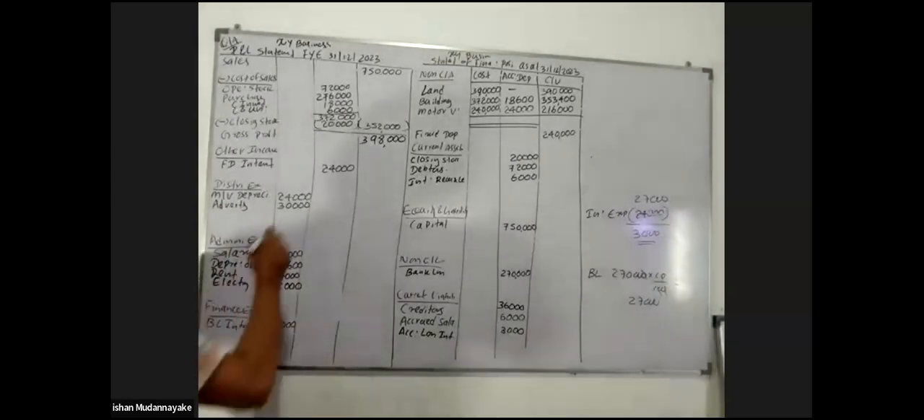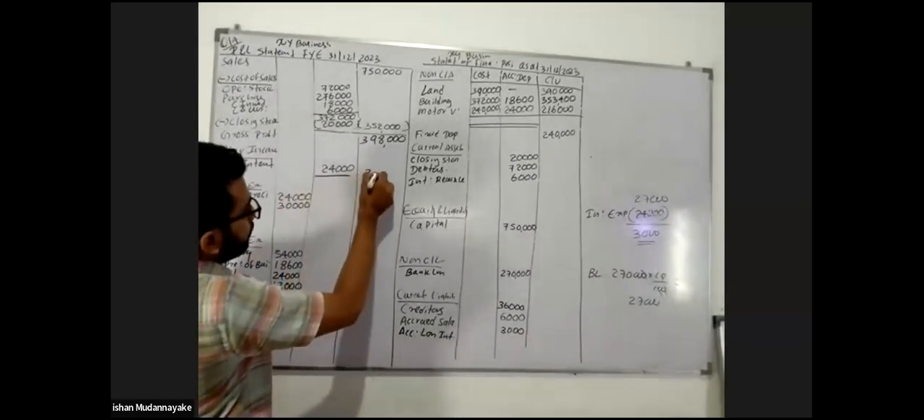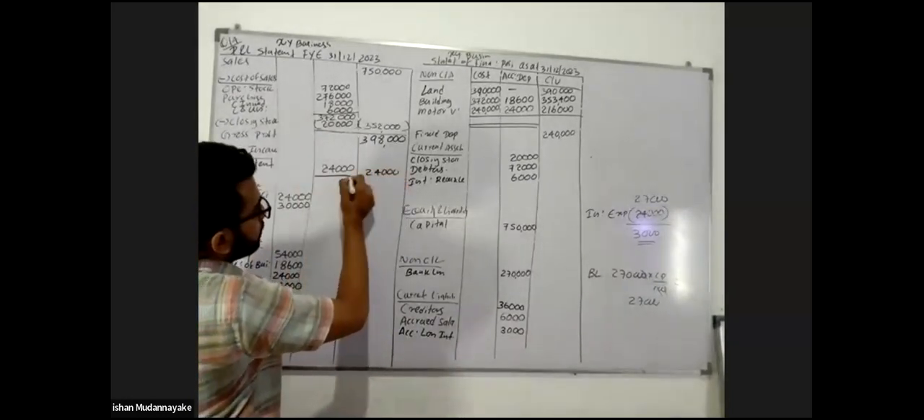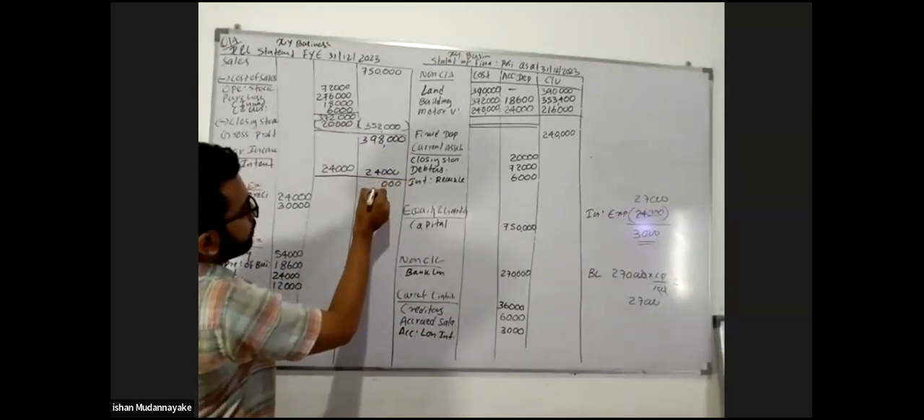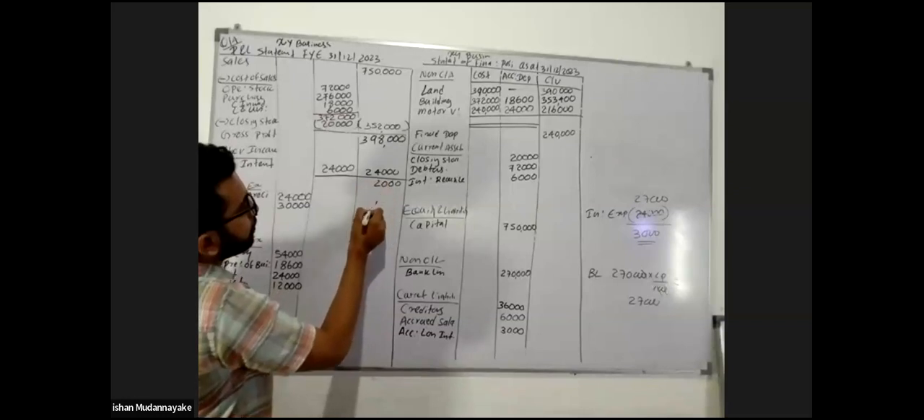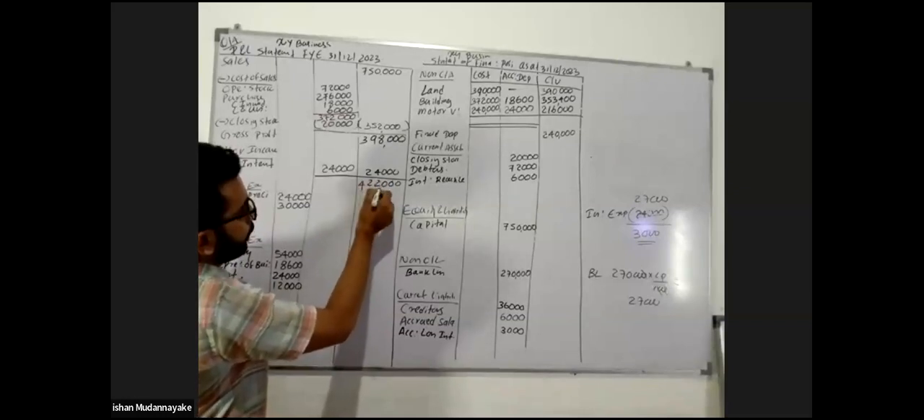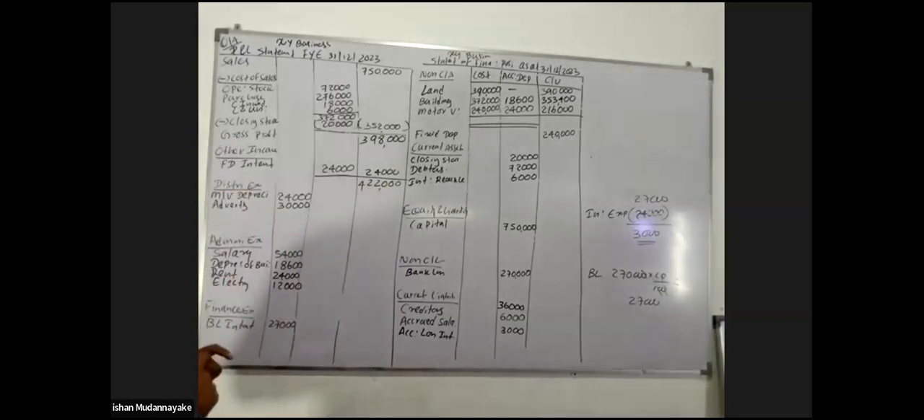And then plus other income, 24,000 plus. 422,000. 422,000 gross profit plus other income. Gross profit plus other income 420,000.